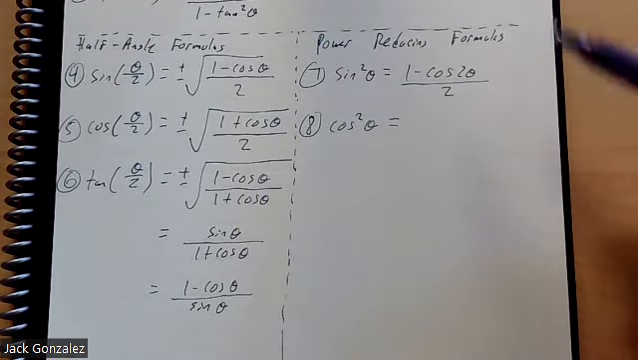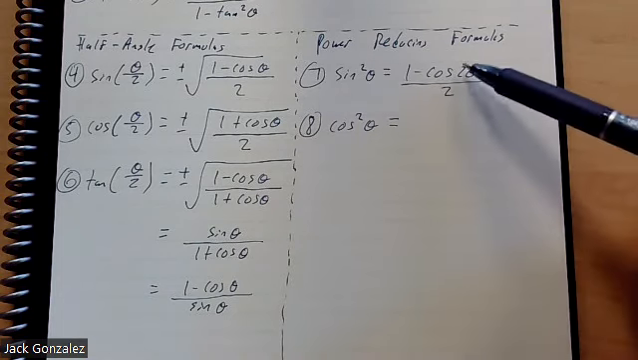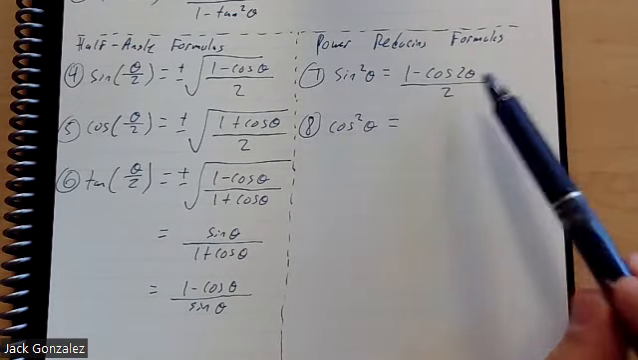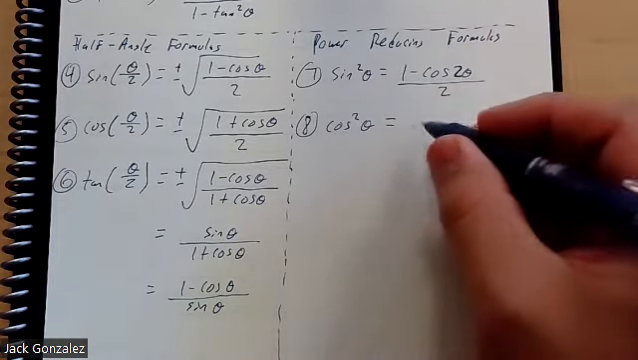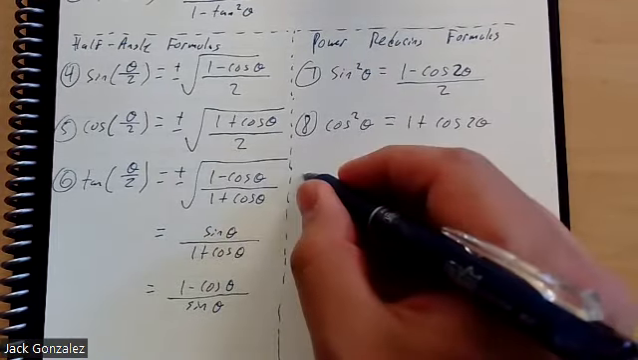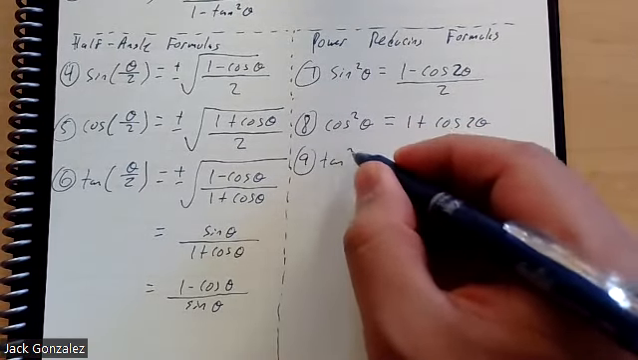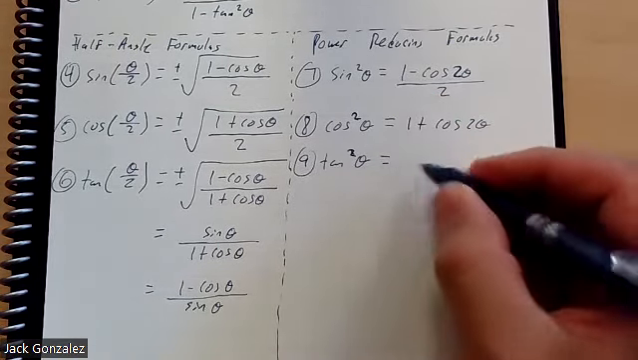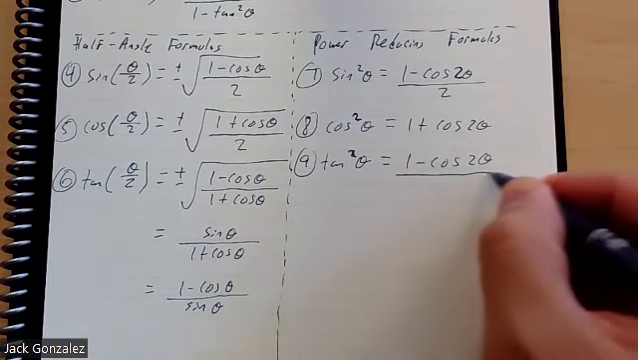The power reducing formulas: whenever you have a square or any even power, you can apply these multiple times. So you can go from a square to a single power. But each time you do that, this angle is going to double. Okay, the last formula for today, and then we'll start.